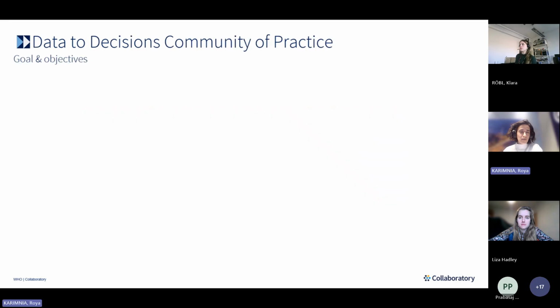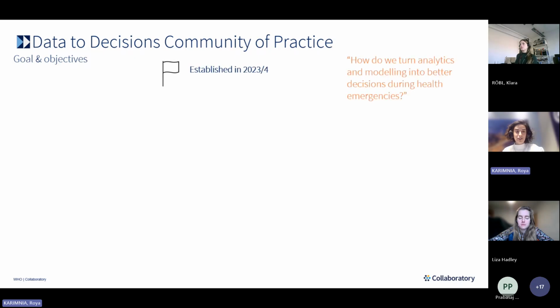And with that, I'll jump into a quick overview of the Data to Decisions Community of Practice. This was established in 2023, 2024, around that time. It's a community of practice that's addressing a quite broad and cross-cutting topic, I would say, looking into how we turn analytics and modeling specifically into better decisions during health emergencies and in preparation for health emergencies.